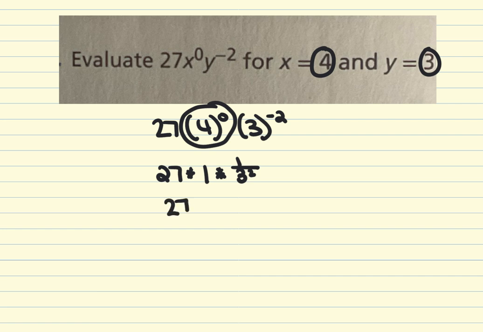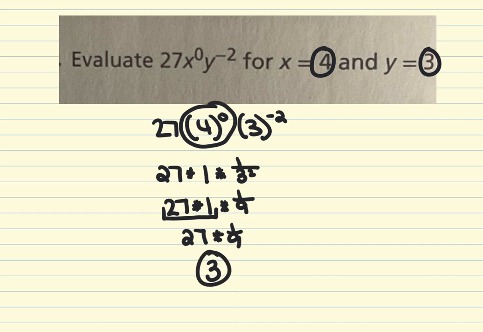And actually, I'm just going to write that, getting rid of that exponent. So 3 squared is 9. Since it's all multiplication, I'm going to move left to right. 27 times 1 over 9, which is just the same thing as 27 over 9. This expression would simplify to be 3. So remember, whenever you have a negative exponent, change it into a fraction. Whenever you have a 0 exponent, that is always going to simplify to be 1.